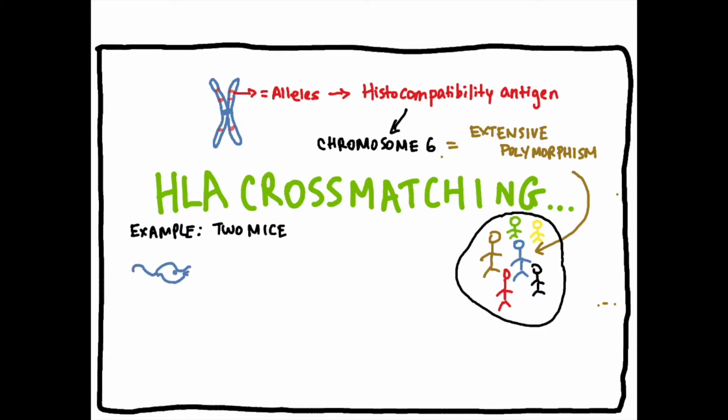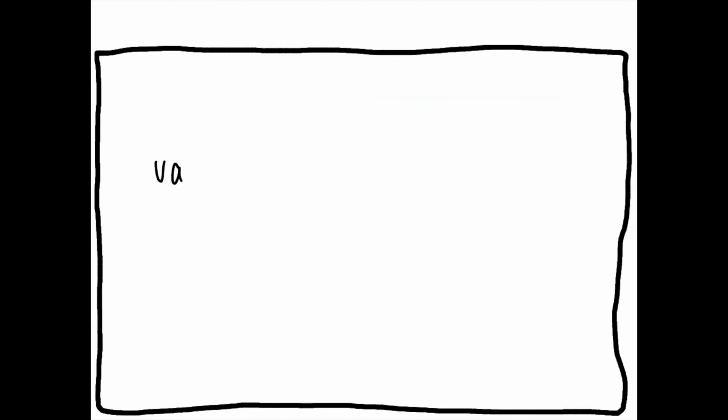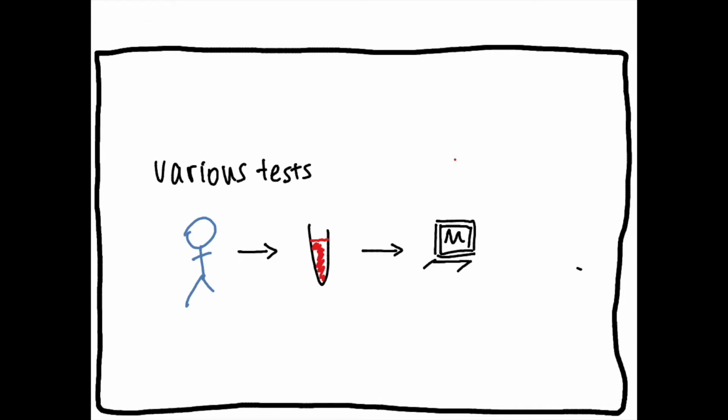For example, if we look at two mice, A and B, they will both pass on a part of their HLA subtype to the offspring. HLA cross-matching aims to match the recipient and donor subtypes as closely as possible to prevent rejection. There are various tests that are used via a computer to ensure that the best match occurs.